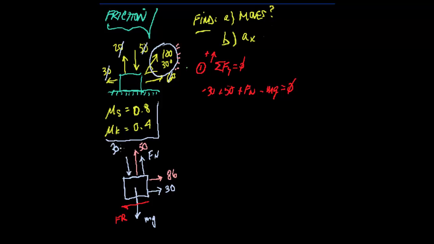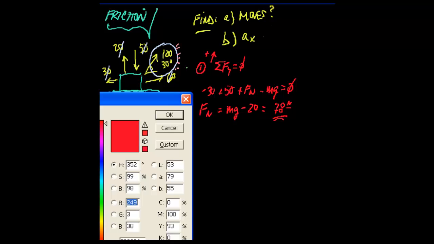That takes care of 1, 2, 3, 4. Tells us that F of n is going to equal mg minus 20, I think, is what that comes out to be. 10 kilogram box, that's 10 times 9.8 gives us 98. Minus 20, that means F of n is 78 newtons.